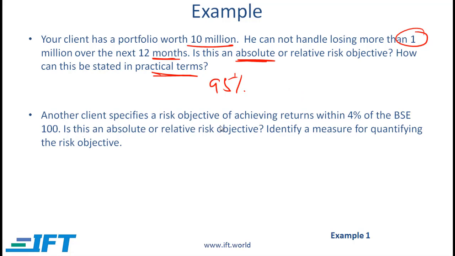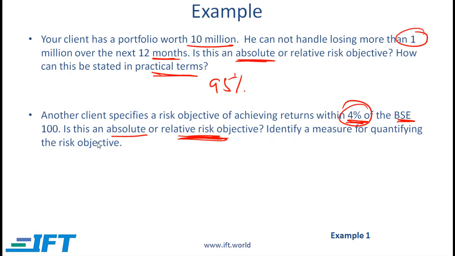Another client specifies a risk objective of achieving returns within 4% of the BSE 100. Is this an absolute or relative risk measure? Based on what we've just talked about, this is a relative risk measure because we are looking at the return relative to the BSE 100. We don't want our returns getting too far off relative to the BSE, and the too far off is defined by the 4%.